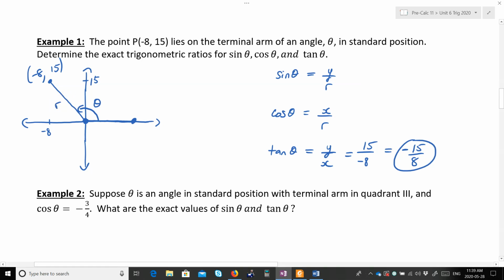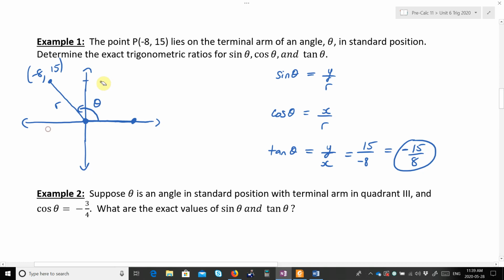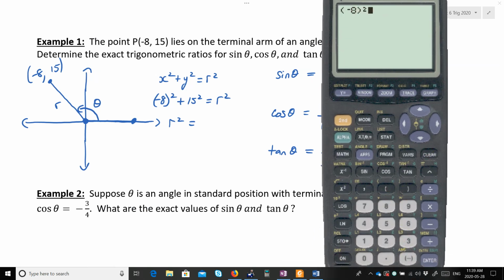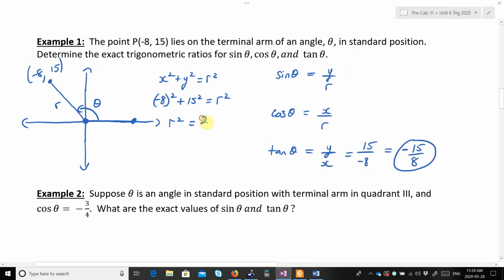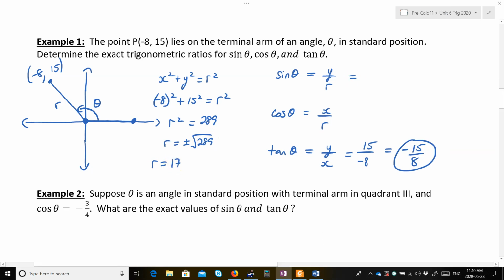Okay, to get sine and cos, we need to know r. What is r? The radius, right? And just for simplicity here, I just want to knock off any extra stuff on the diagram. But we do have that formula, right? x squared plus y squared equals r squared. So (-8) squared plus 15 squared equals r squared. So r squared is equal to (-8) squared in brackets plus 15 squared, and we get 289. So r is equal to plus or minus the square root of 289. We're going to drop the negative because r is a radius. r equals 17. Awesome.